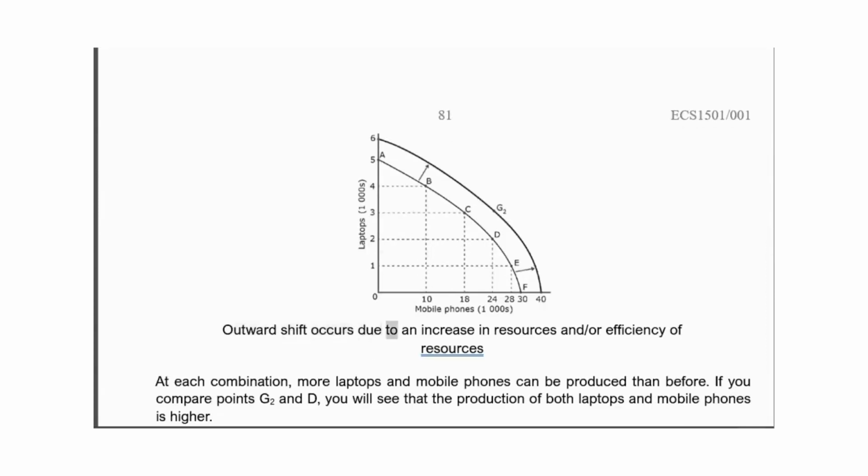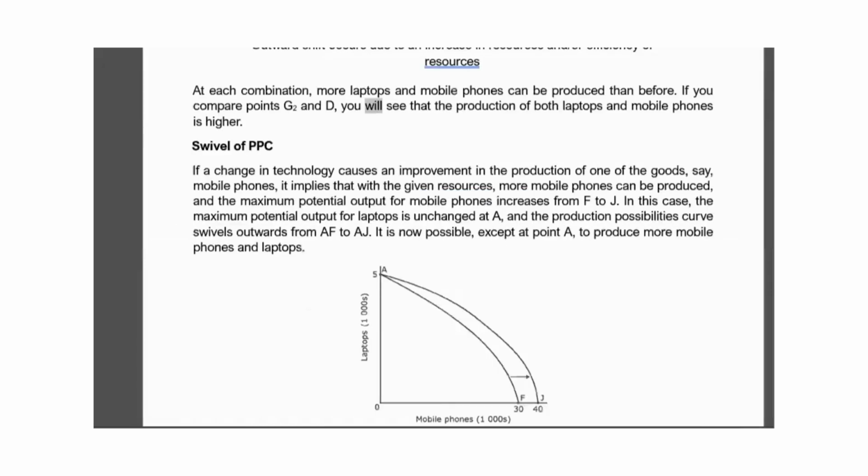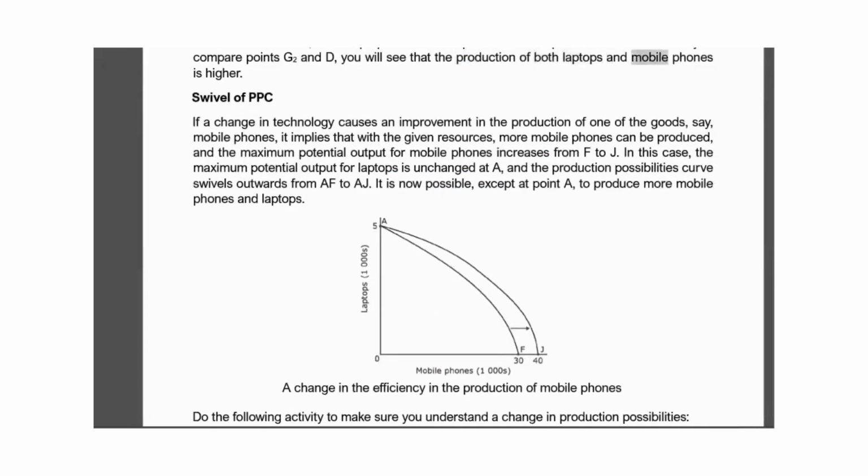Outward shift occurs due to an increase in resources and/or efficiency of resources. At each combination, more laptops and mobile phones can be produced than before. If you compare points G2 and D, you will see that the production of both laptops and mobile phones is higher.